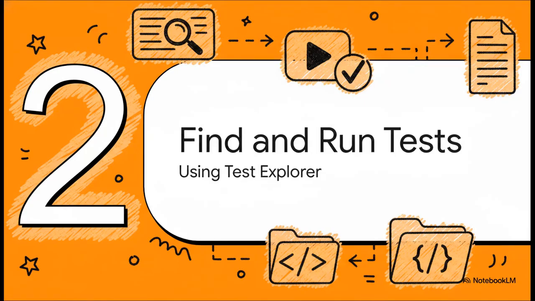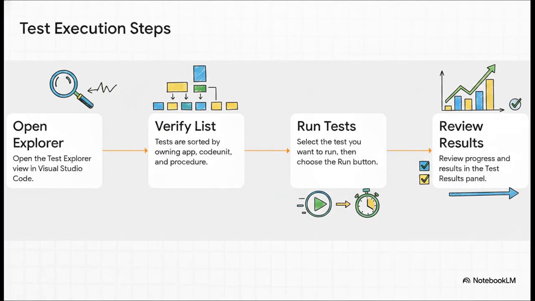Moving right along to Section 2, finding and running tests. So here is your incredibly straightforward daily action plan. Step 1, you just open the Test Explorer view in Visual Studio Code. The beauty of this tool is that it automatically detects test codeunits and methods in your active workspace. It's practically magic.